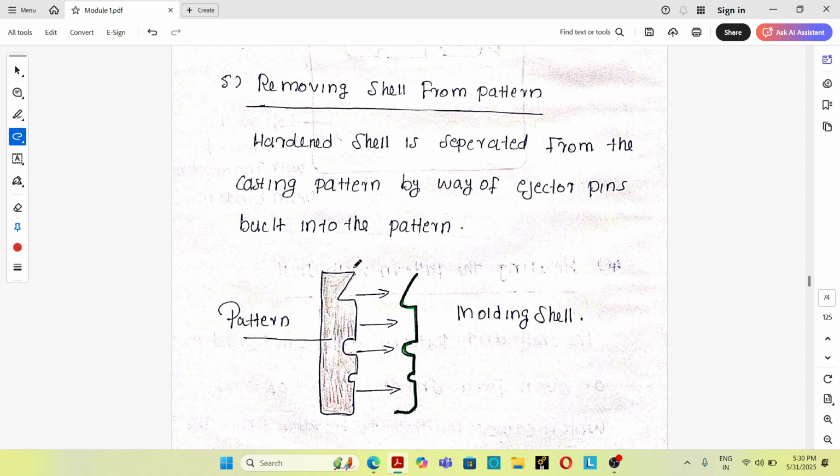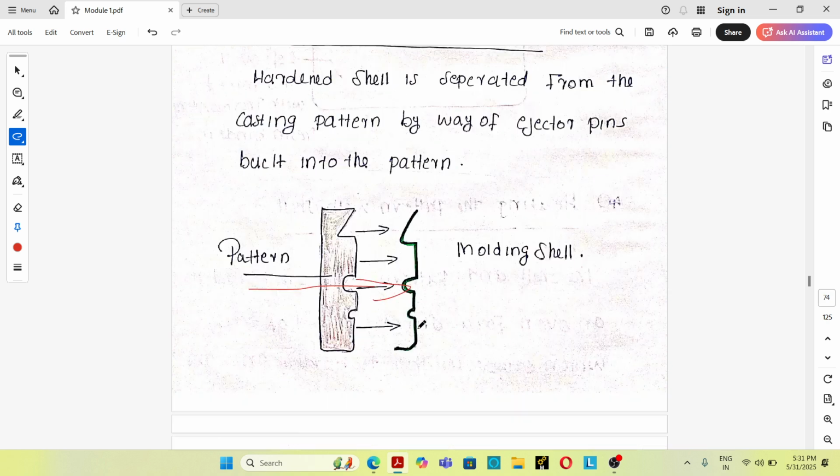In the fifth step, removing the shell from the pattern. The hardened shell is separated from the casting pattern by way of ejector pins. You can see that the shell is ejected from the pattern by using some ejector pins. So this is half of the shell mold.